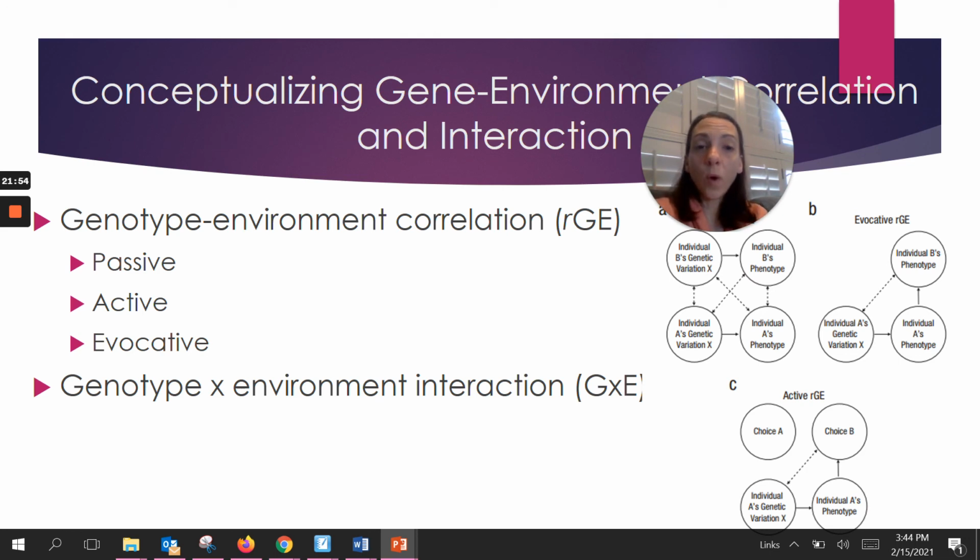And that is what they call the rGE. The little r, in italics, is our correlation coefficient. So it's basically just saying that that's the correlation coefficient for gene-environment. Genotype times environment interaction tests whether genetic factors decrease the influence of environmental factors or vice versa. So do genetics moderate environmental factors, or do environmental factors moderate the genes? Do they make those behaviors less likely to occur?